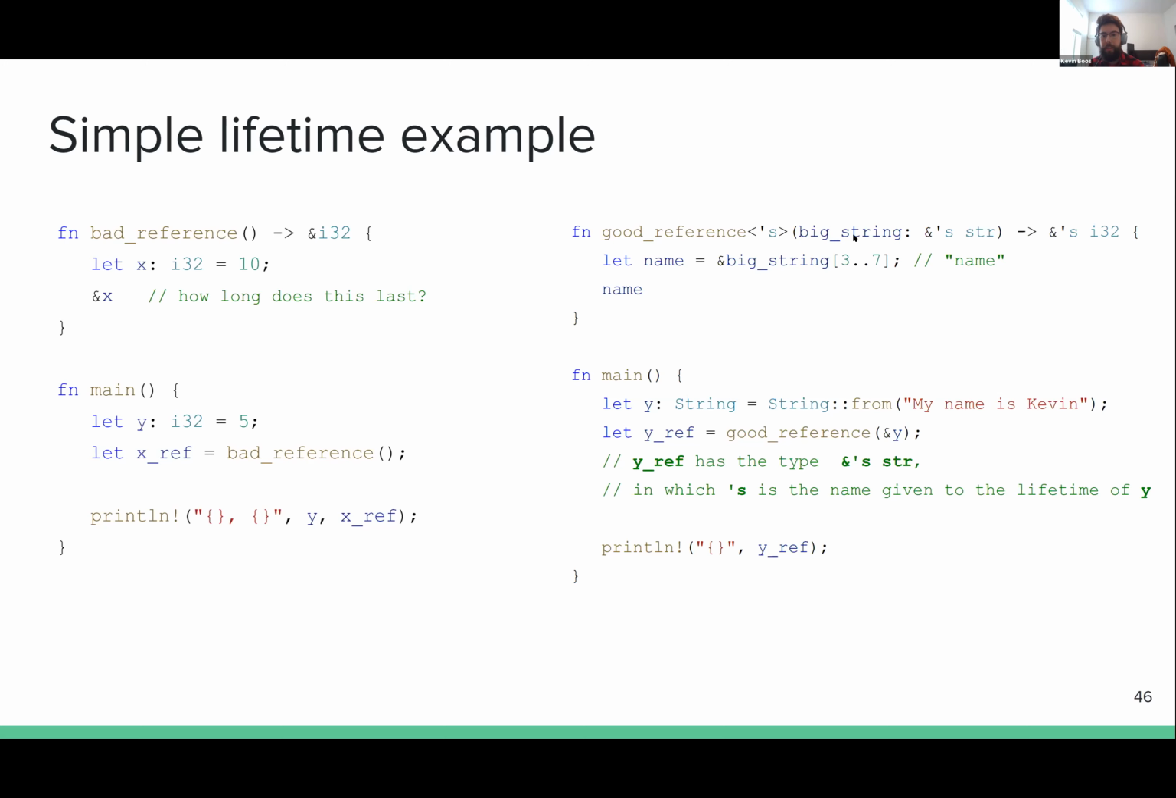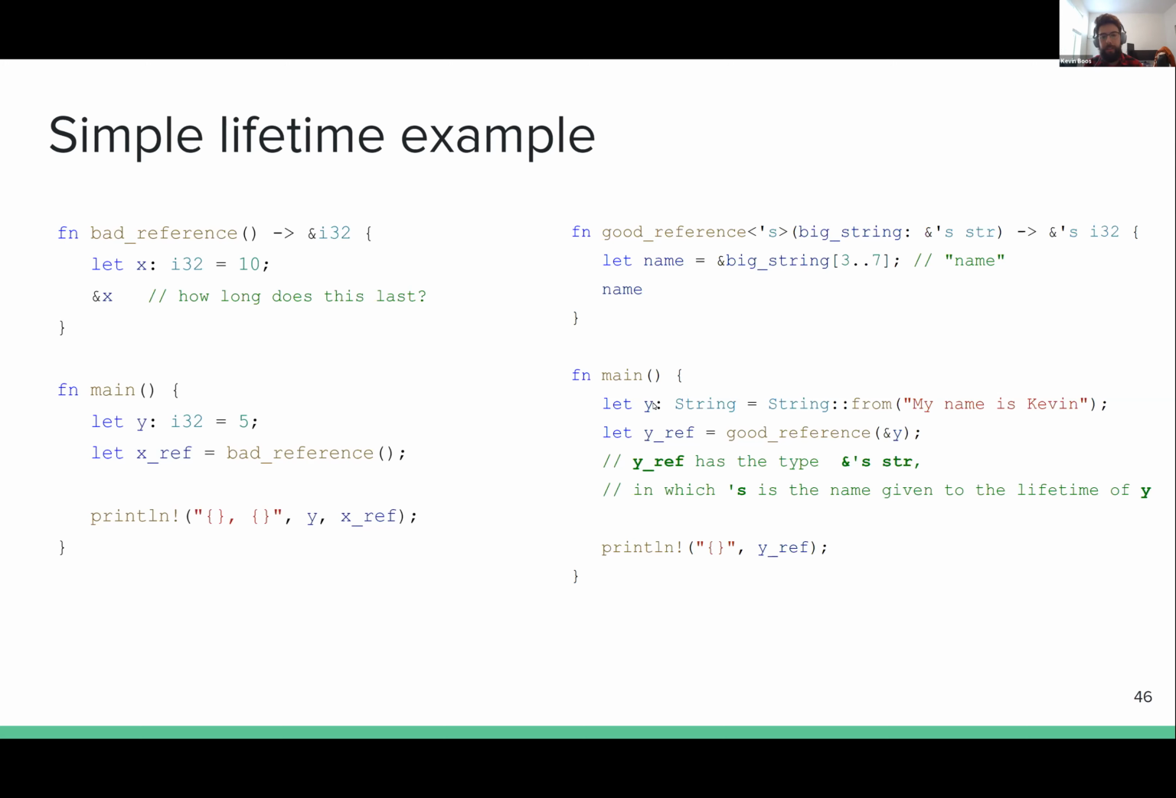So here, big string, what I passed in was y, right? I passed in a reference to y. So this reference, yref, can only last at the maximum as long as the lifetime of this value y, right? So here I'm borrowing. yref is a borrowed reference to something, a string y, again, which is owned on the heap, right? And it has the type of a string reference, right? And it has the lifetime s.